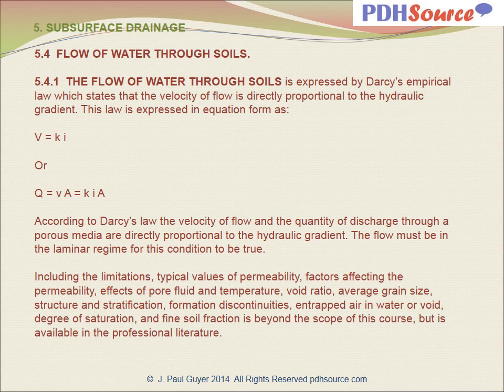Flow of water through soils is of course fundamental to a subsurface drainage system. The flow of water through soils is expressed by Darcy's empirical law, which states that the velocity of flow is directly proportional to the hydraulic gradient. This law is expressed in equation form as V = Ki, or Q = VA = KiA, and K is the coefficient of permeability.